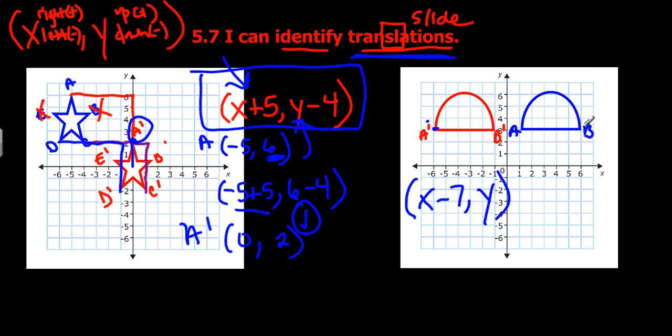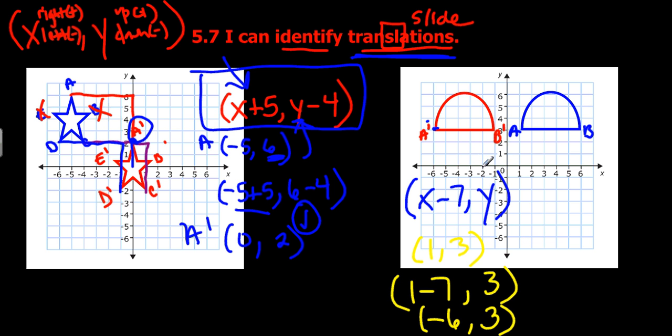Let's see if the same is true for my B. So if I start at B and move to B prime, I go 1, 2, 3, 4, 5, 6, 7. Sure enough, I again move 7 to the left. Let's do our check. My A coordinate looks like it's at 1, 3. And again, this is just my check. 1, 3. And so I fill it in for my X. I do 1 minus 7, and then my Y would stay the same. 1 minus 7 would give me -6, 3. So let's check it. If I go to -6, 1, 2, 3, 4, 5, 6, and up 1, 2, 3. Sure enough, I land at A prime.